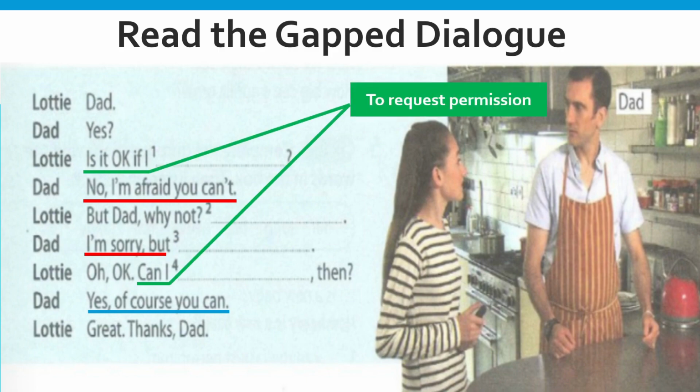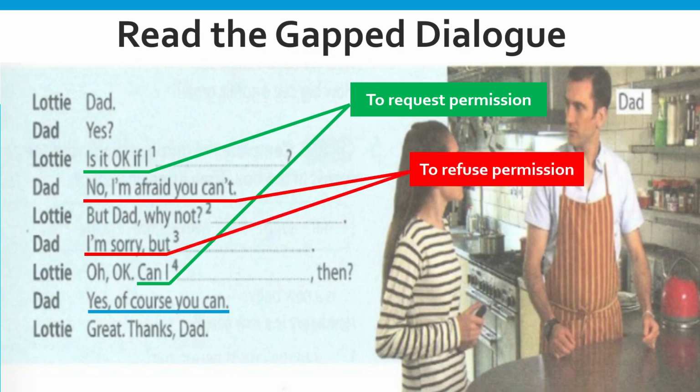Next, let's look at the key phrases in red color. No, I'm afraid you can't. I'm sorry, but... So obviously, these phrases are used to refuse permission. And last but not least, the key phrase in blue color, yes, of course you can, is a key phrase to give permission. So in general, request means minta, refuse means tidak membenarkan, and give means membenarkan.